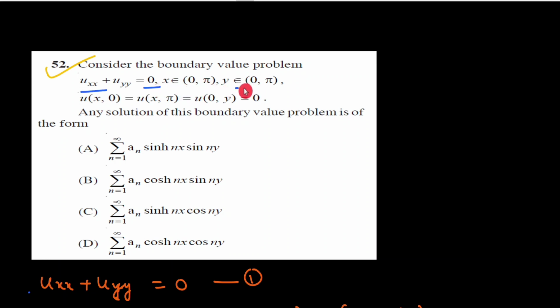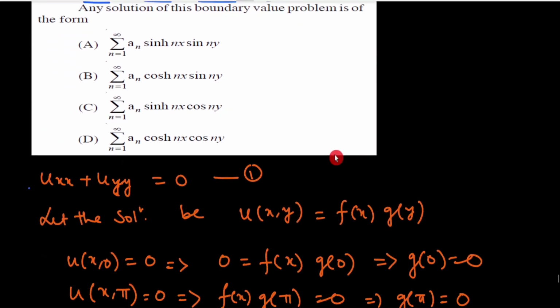x belongs to (0, π), y belongs to (0, π), and u(x,0) = u(x,π) = u(0,y) = 0. Then any solution of this boundary value problem is... Now the solution equation is u_xx + u_yy = 0. If we apply the separation of variables method, let the solution be of the form u(x,y) = f(x)g(y).